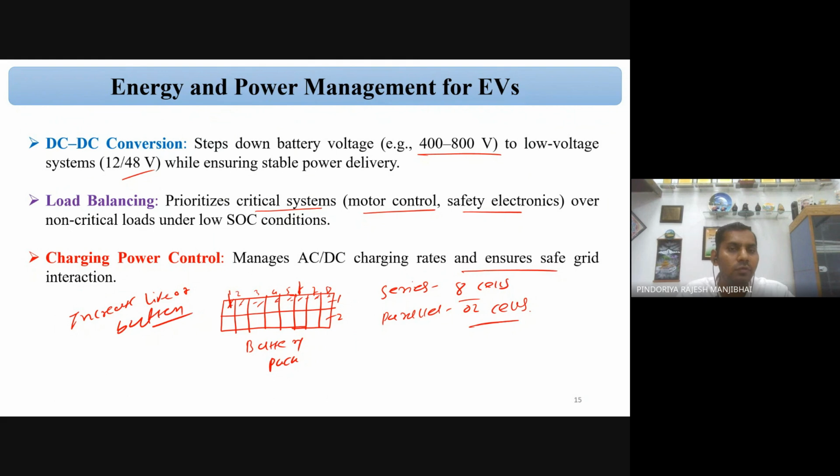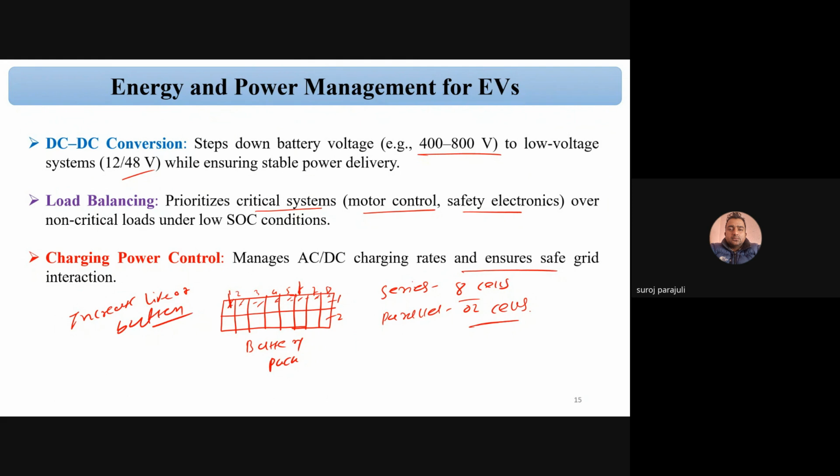Any other question from this topic, that is energy and power management? Sir, yes.